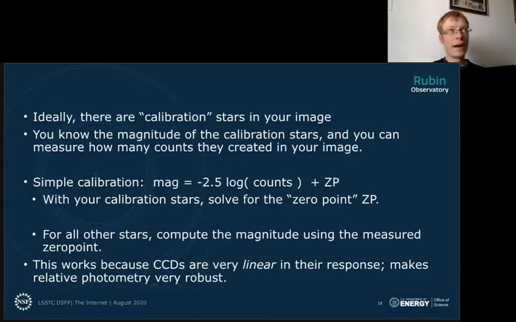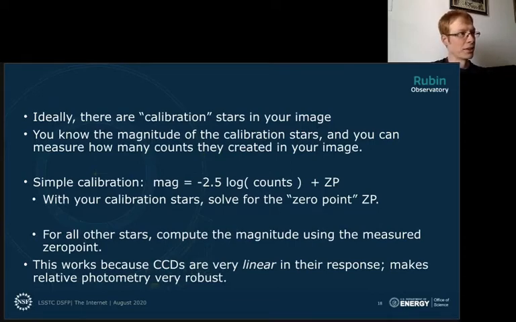But if we have some Pan-STARRS stars or other calibration stars on our image, we know what their magnitude is, and we measured the number of counts in those stars, and so that gives us a way to solve for the zero point for that image.